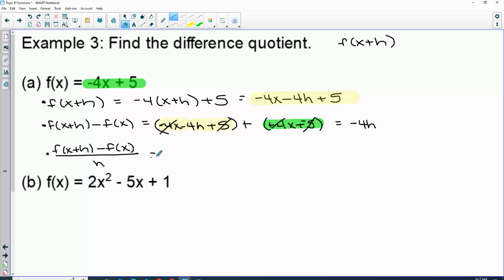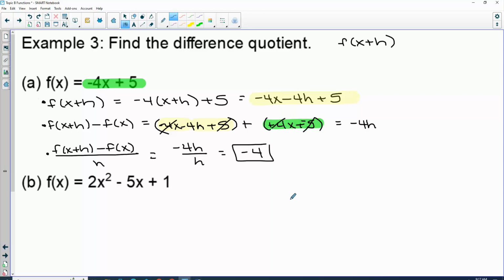So then, f of x plus h minus f of x, that's the answer we just got, the negative 4h. We take that, divide by h, and my final answer is negative 4. So that's my difference quotient. Typically, step 1 is the hardest, the f of x plus h. After that, when you subtract, things are going to drop off. When you divide by h, you'll get rid of some h's. So after the first step, it should be getting nicer as you continue on.